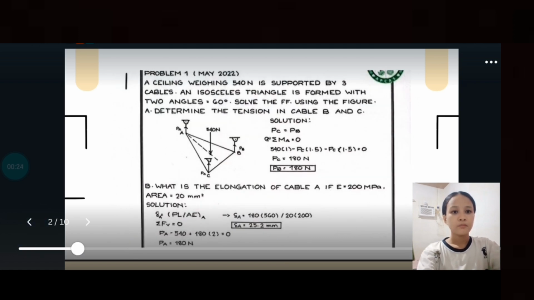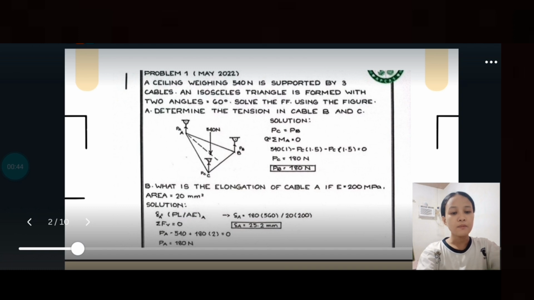Problem 1. A ceiling weighing 540 Newton is supported by 3 cables. An isosceles triangle is formed with 2 angles equal to 60 degrees. Solve the following using the figure. A. Determine the tension in cable B and C.